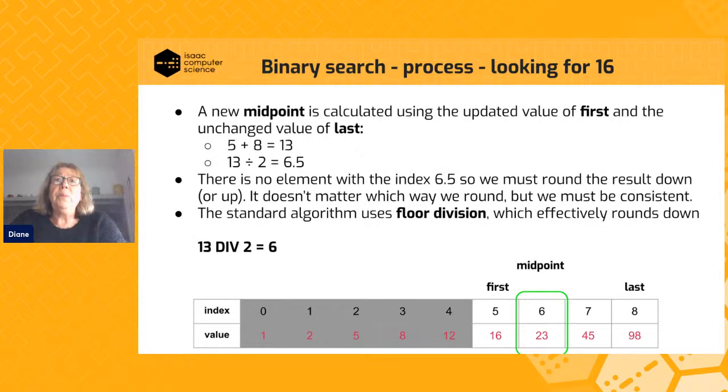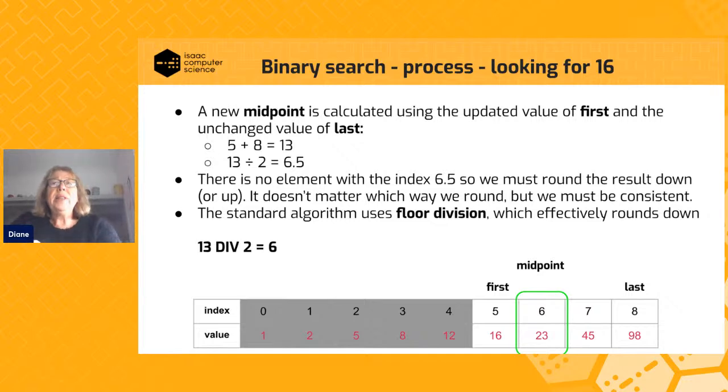And we calculate a new midpoint. So again, we add first and last. So we add 5 and 8, we get 13, and we divide it by 2. And now we're going to encounter a little problem because it wants us to examine slot 6.5, but clearly there is no slot 6.5. So we have to either round that result up or down. So we can either look in 6 or 7. It doesn't actually matter for the algorithm so long as we're consistent.